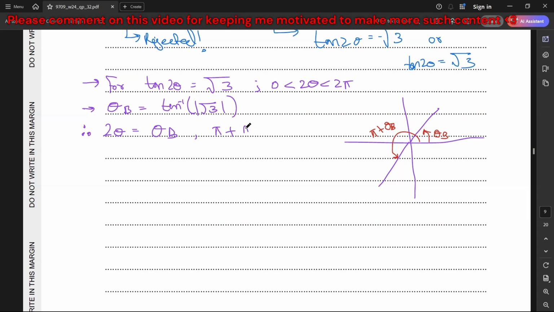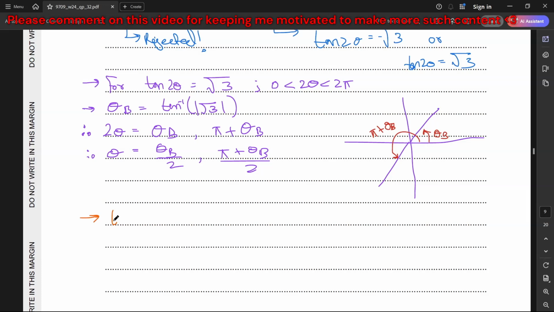Okay, and I can now convert this to theta. So my theta will be equal to theta basic by 2 and pi plus theta basic by 2. I'm going to plug in the values in the calculator in a while. But along with that, I'm also going to solve for tan 2 theta. I'll just use a different color because this is a bit lighter shade.